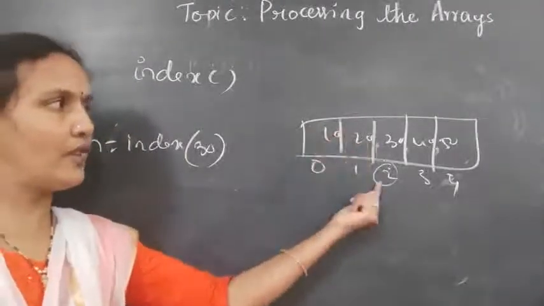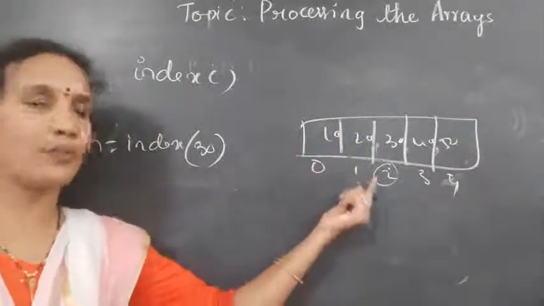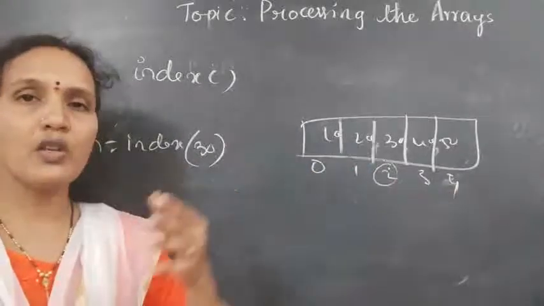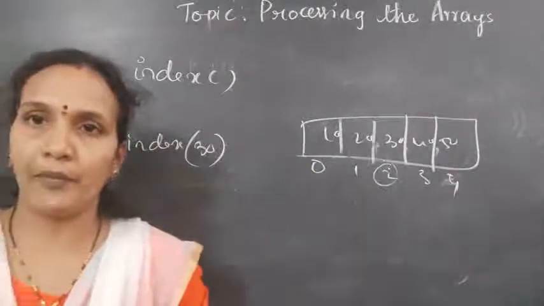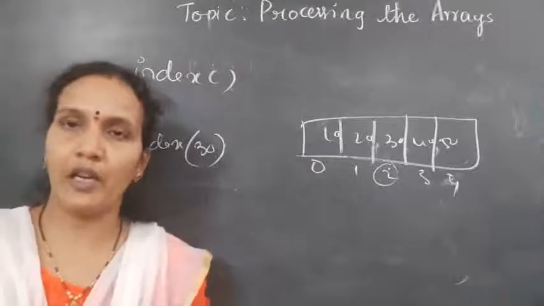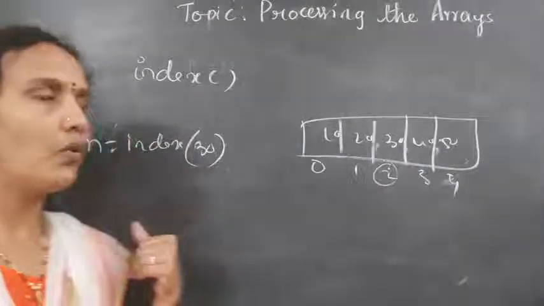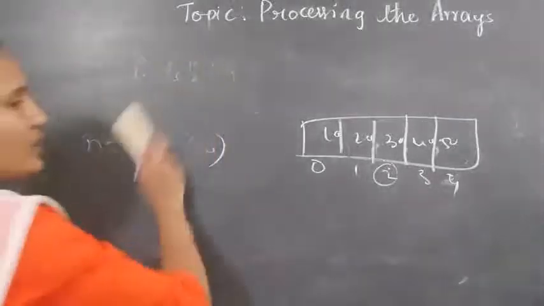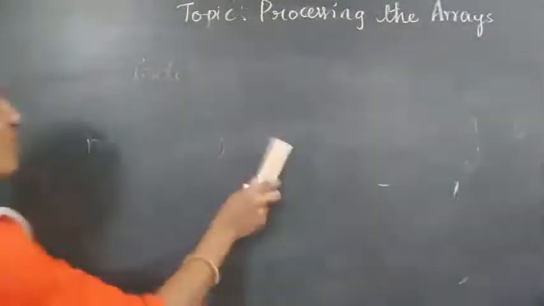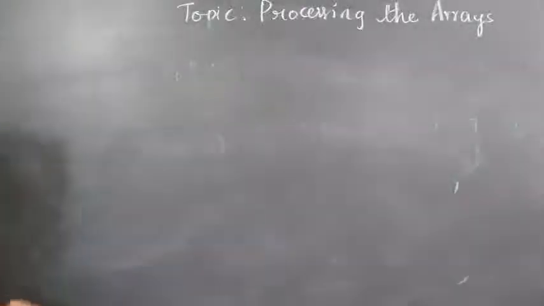What is the position of an element? First element, first position, second position, third, fourth, fifth, like that. So if an element is there, a position is there for that element, and if you want to find out that position, then we'll use the index method. Okay, now we'll discuss the next method.